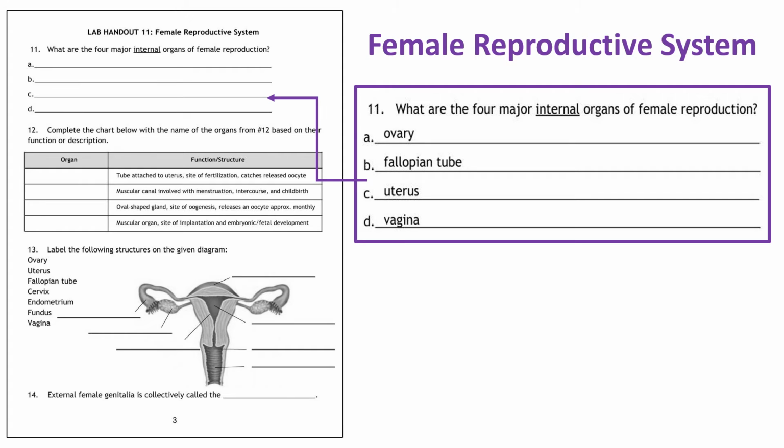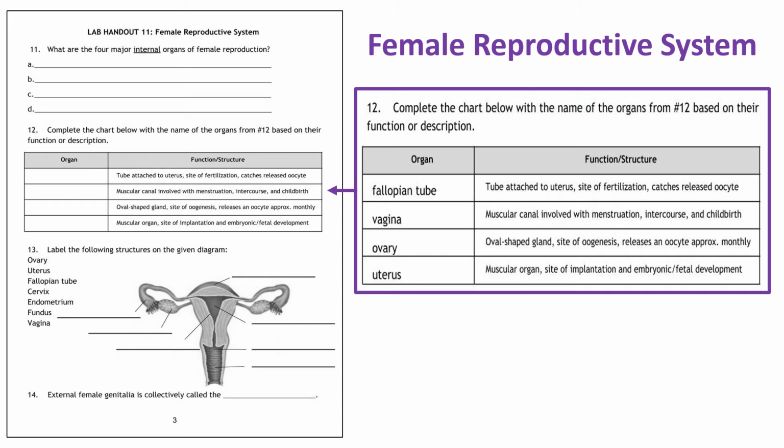Female reproductive system. What are the four major internal organs of the female reproduction? Ovary, fallopian tube, uterus, and vagina. Complete the chart below. Fallopian tube, tube attached to uterus, site of fertilization, catches the released oocyte.